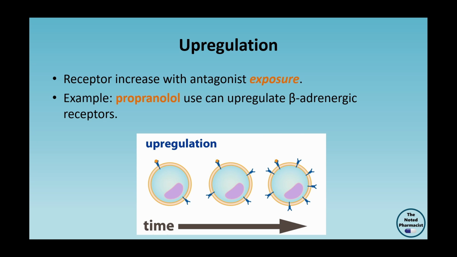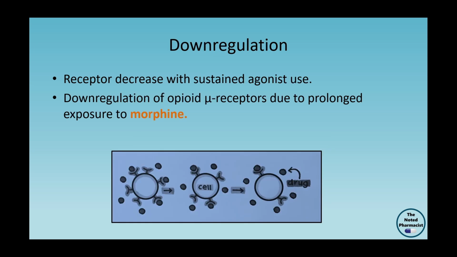Upregulation. Receptor upregulation refers to an increase in receptor density on cell surfaces, often in response to chronic antagonist exposure, enhancing cellular sensitivity. For instance, prolonged beta-blocker, e.g., propranolol, use can upregulate beta-adrenergic receptors, heightening responsiveness when the drug is withdrawn. Downregulation involves receptor reduction from sustained agonist exposure, reducing cellular responsiveness, for instance the downregulation of opioid-MOR receptors when there is prolonged exposure to an agonist like morphine.